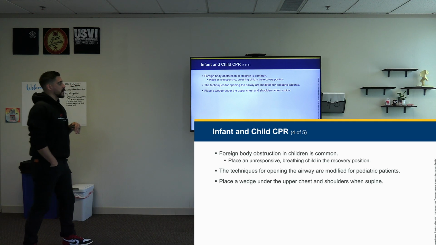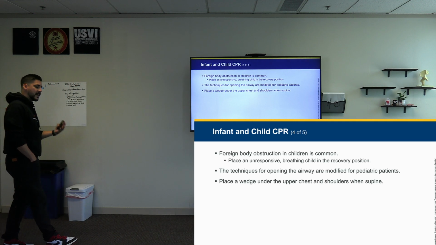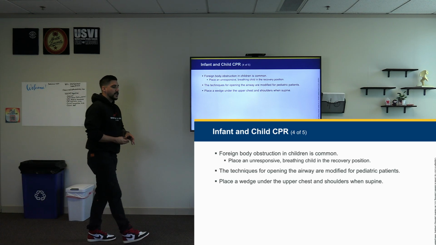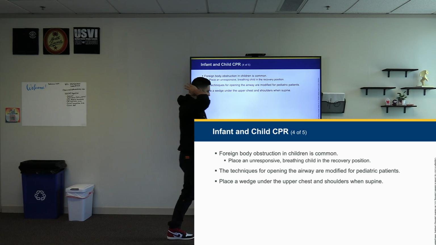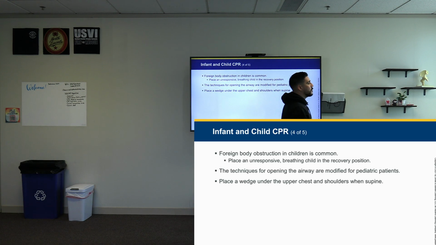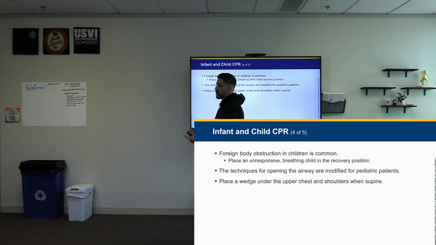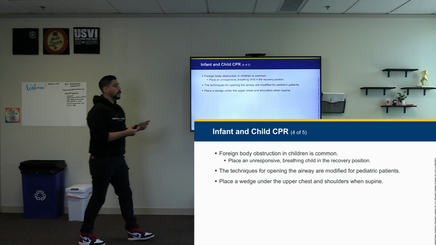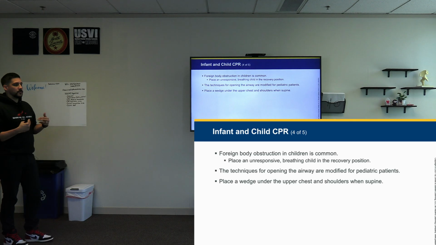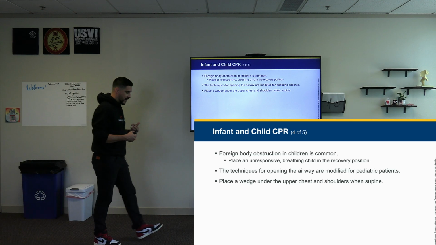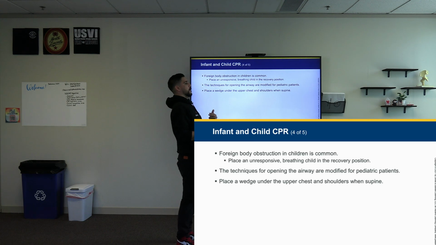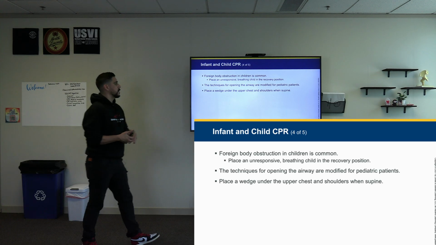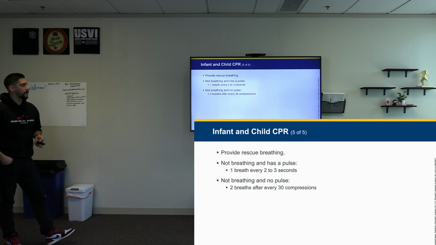Now, the techniques for opening the airway are modified for pediatric patients. Yes. Kids' anatomy is different. They tend to have a more pronounced occipital bone, bigger occiput. So if we lay them supine, they're realistically going to have their head kind of pushed forward just because of their own anatomy. So to supplement that, we're going to take a towel or a sheet or whatever you got, roll it up for at least an inch, and we're going to pad under their shoulders. By padding under their shoulders, if their head is tucked down, we kind of force that airway to open up and keep it more in line. Okay, so place a wedge under the upper chest and shoulders when supine.